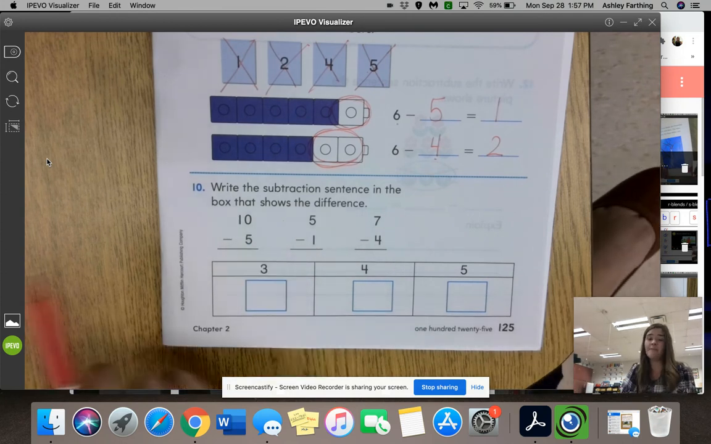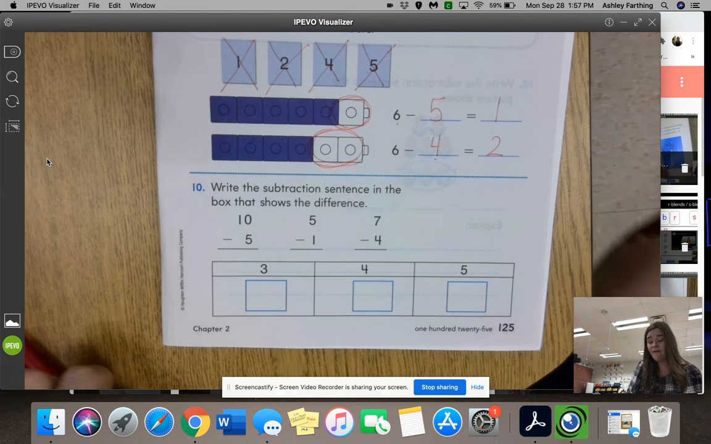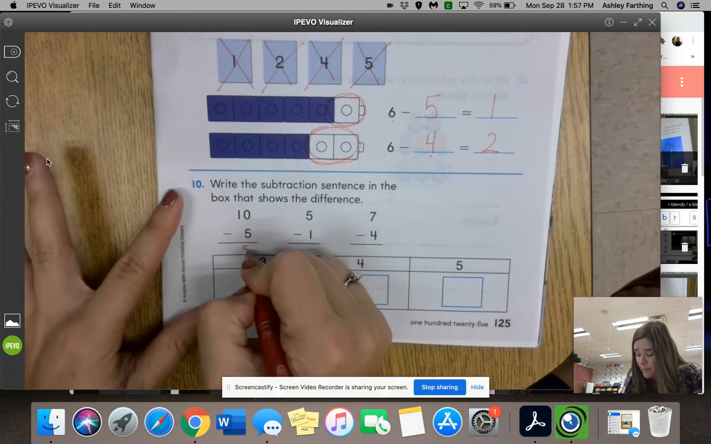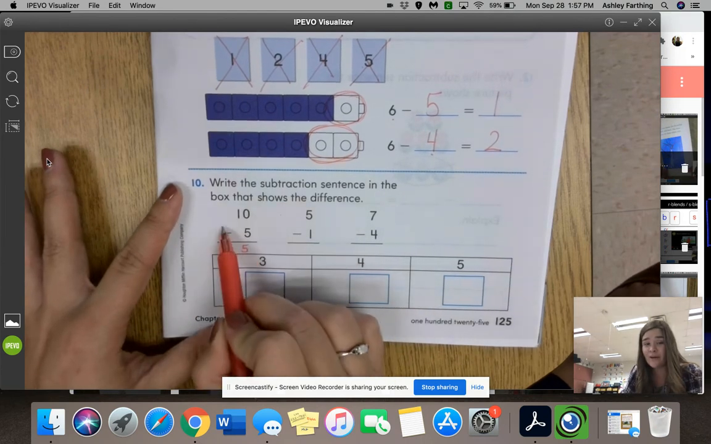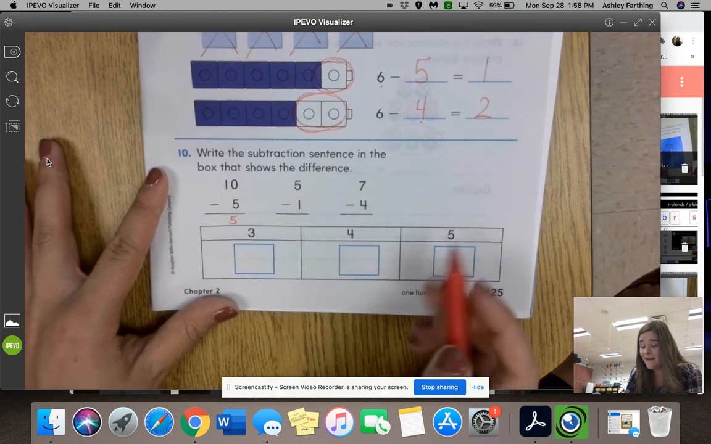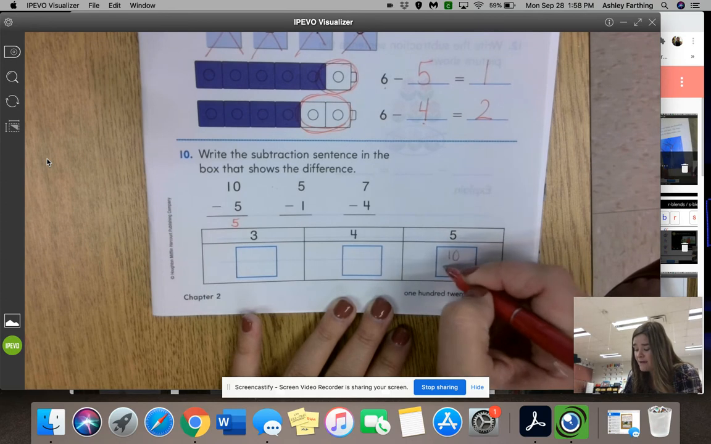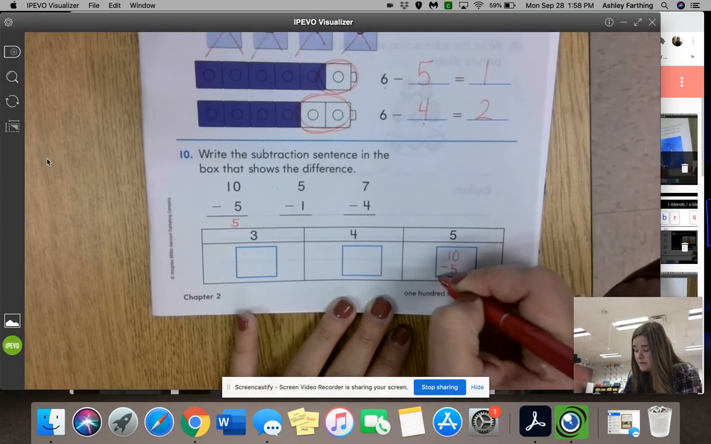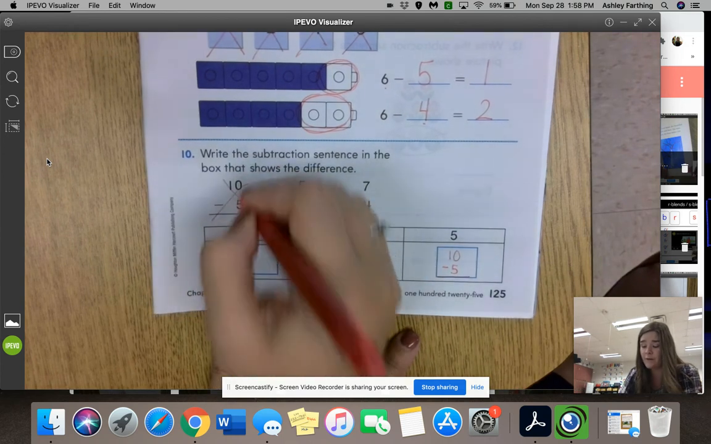What is 10 minus 5? Let's use our hands. What is 10 minus 5? 10 minus 5 equals what? 5. So I'm going to put a little 5 here just so I remember what it equals. So then what box do you think that this is going to go in? 3, 4, or 5? 5. We're going to write 10 minus 5 in the 5 box because it equals 5. I'm going to put a little X through it, that way I know I've used it.